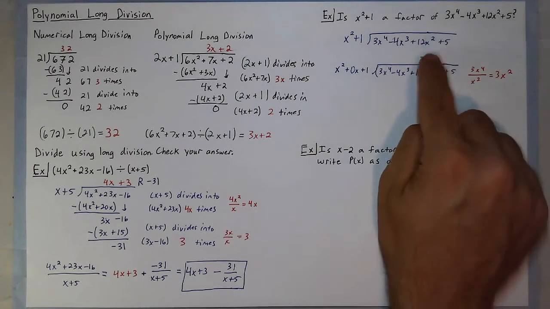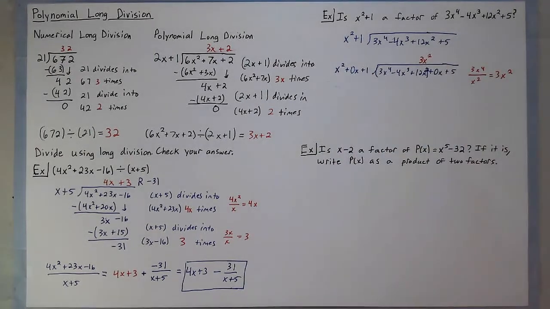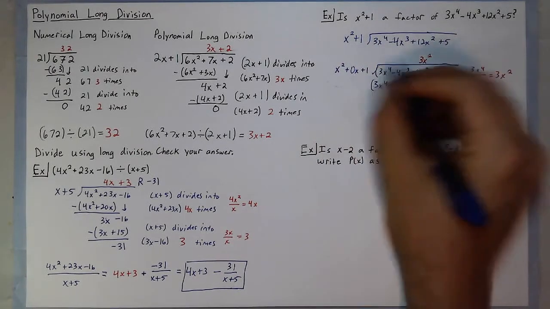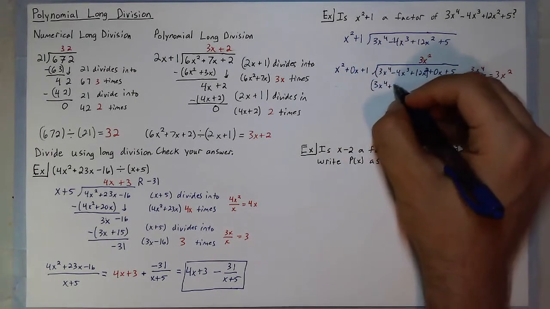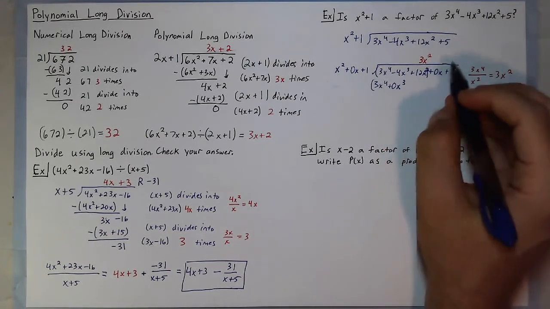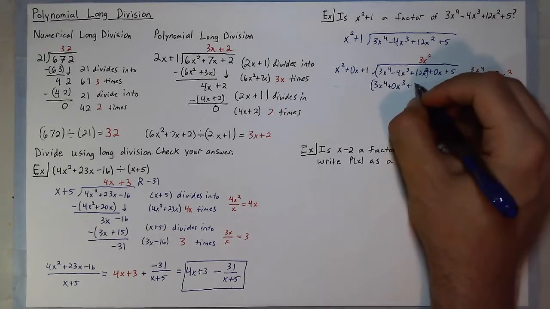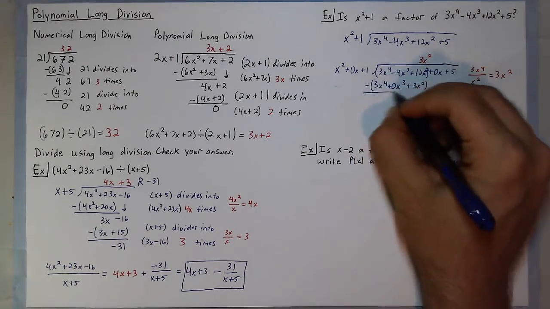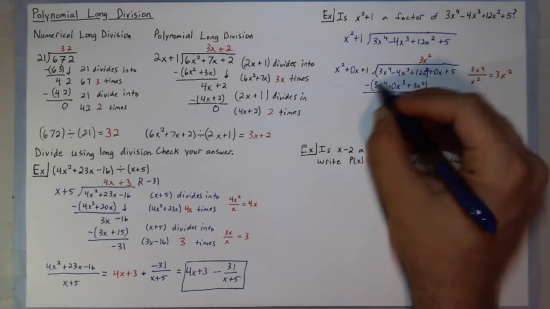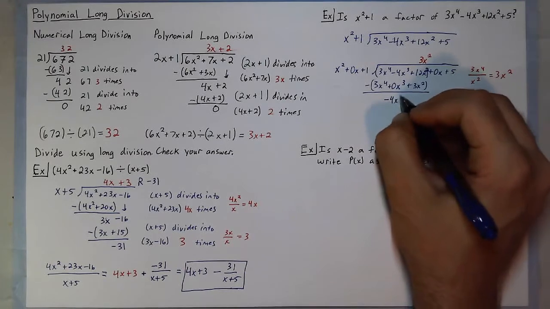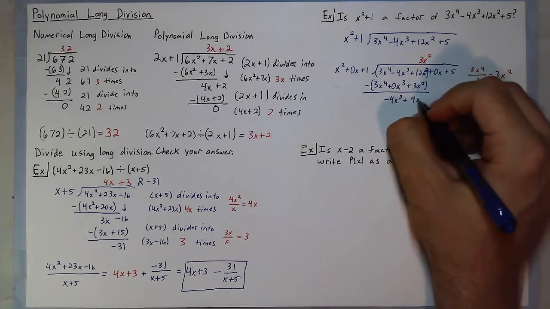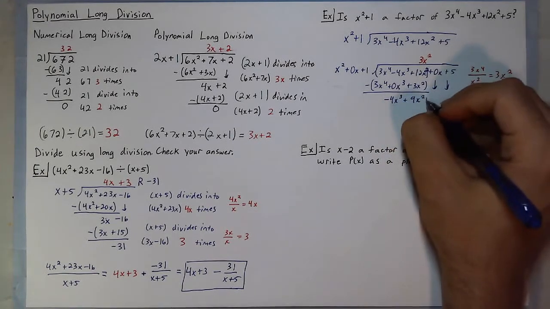So now I'll do 3x squared times my divisor. So 3x squared times x squared is 3x to the fourth. 3x squared times 0x would be 0x cubed, or just 0. I like to match it just so I know where it belongs. And then 3x squared times 1 is 3x squared. And then you subtract those two. So 3x to the fourth minus 3x to the fourth is 0. Negative 4x cubed minus 0 is still negative 4x cubed. And then 12x squared minus 3x squared is positive 9x squared. And then you'll carry down your other terms.